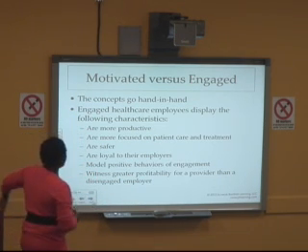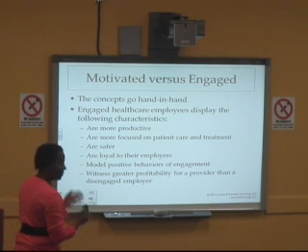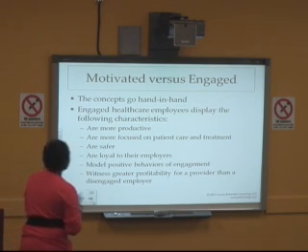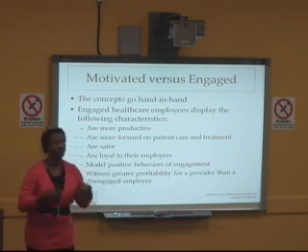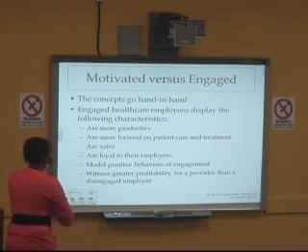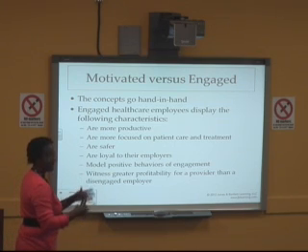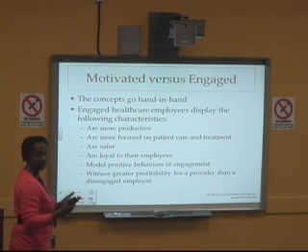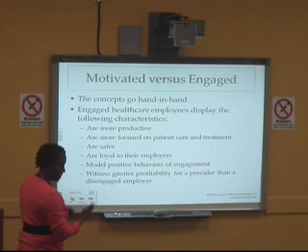Okay. Now, while there is a difference, they do go hand in hand, because even an engaged person has to have something internally motivating them to want to be at work, right? Whereas a motivated person may not have an ounce of engagement in them. They may just be motivated by money or whatever else.